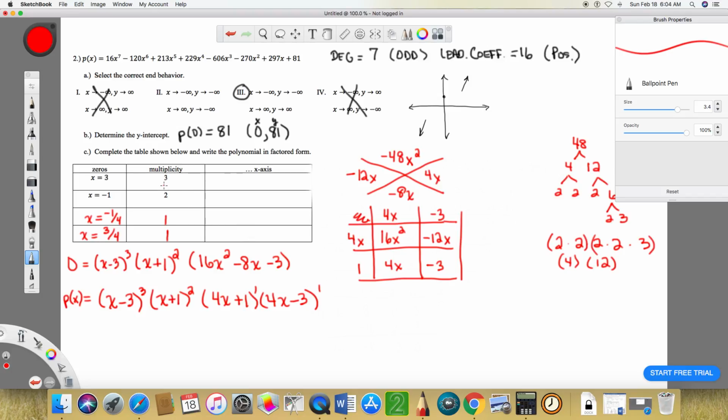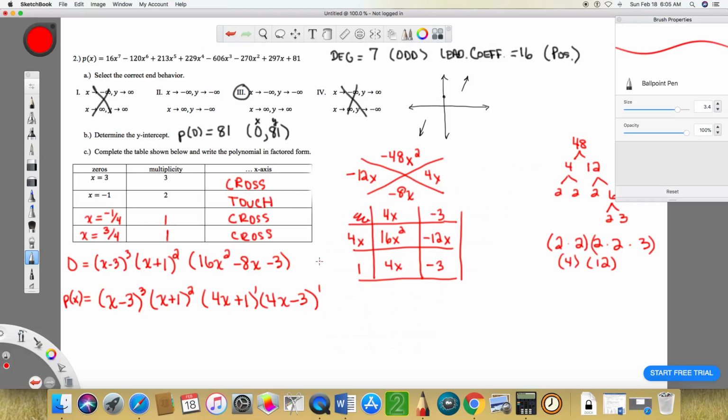And so now if we come through here, anytime the multiplicity is odd, it's going to cross over the x-axis. That's how it intersects the x-axis, is by crossing it. But when you have an even multiplicity, it touches it. It doesn't cross over it. It has a touch and turn.